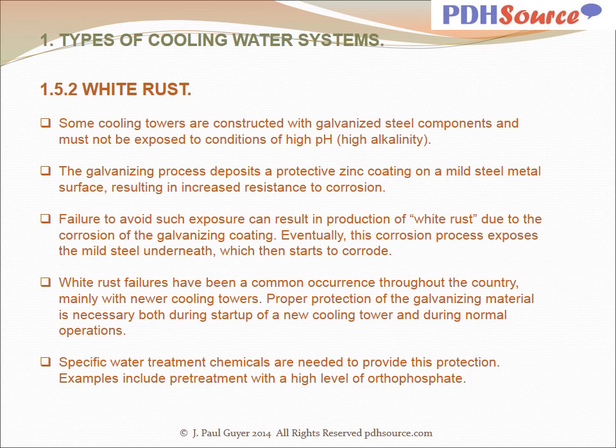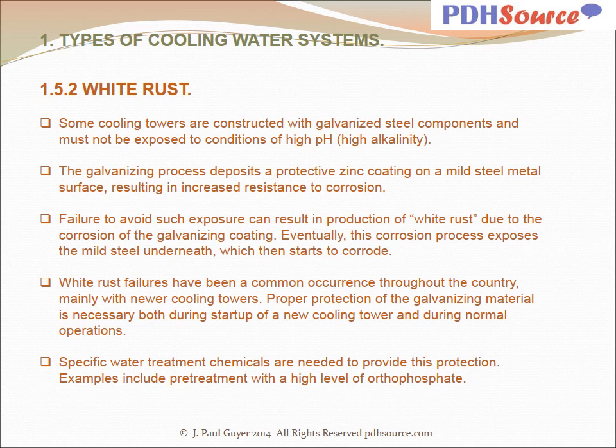Some cooling towers are constructed with galvanized steel components and must not be exposed to conditions of high pH, which of course is high alkalinity. The galvanizing process deposits a protective zinc coating on a mild steel metal surface, resulting in increased resistance to corrosion. Failure to avoid such exposure can result in production of white rust due to the corrosion of the galvanizing coating. Eventually, this corrosion process exposes the mild steel underneath, which then starts to corrode.